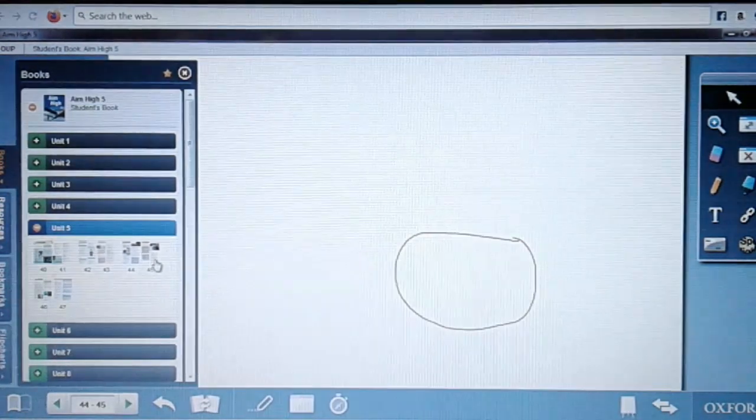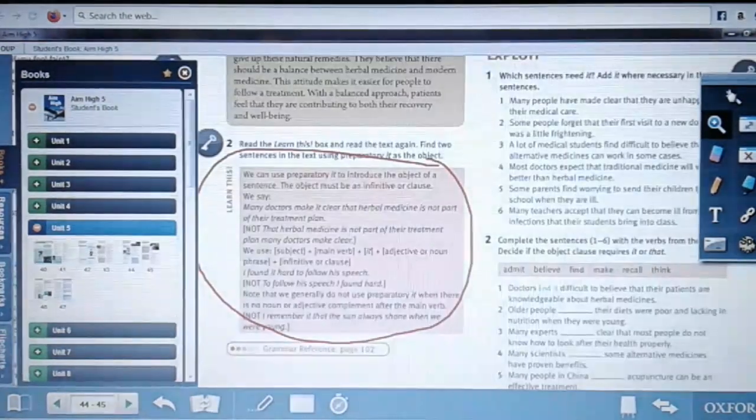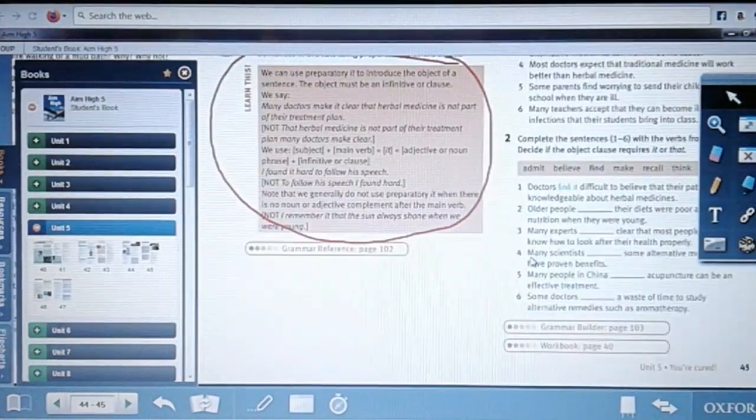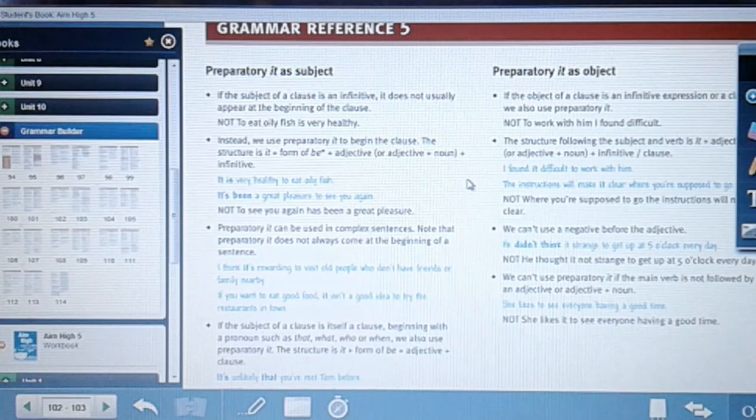Meanwhile, for preparatory it as object, you can take a look at this learn this box in your student book, page 45. In addition, you can also see the theories of preparatory it as subject and preparatory it as object in your student book, page 102. I've made the videos about them as well, so you can watch those videos again. Okay?